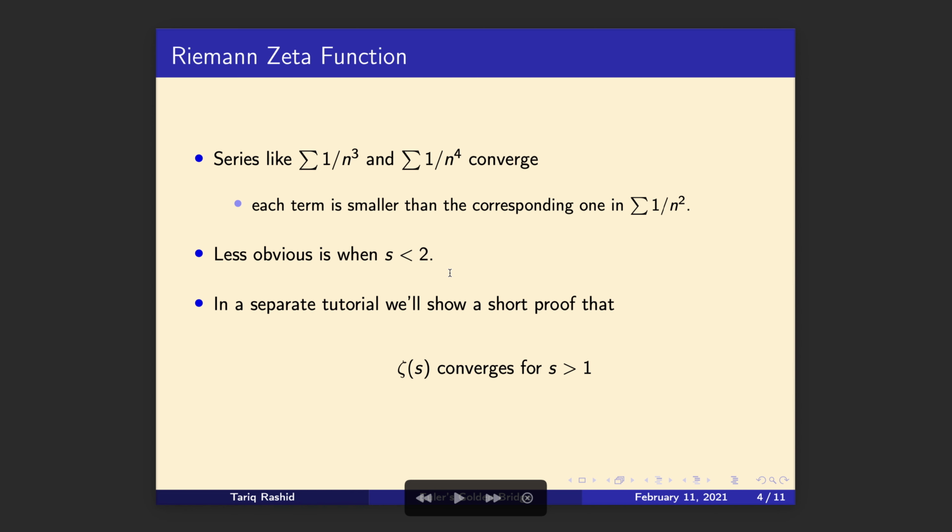And in a separate little video, which I'm recording straight after this one, we'll show a very short proof that the Riemann zeta function converges when s is more than 1. It's not that difficult to show, and it uses this same idea of comparison. So definitely do watch that. I won't do it here because it takes us away from the main thread. So for now we know that the zeta function converges as long as s is more than 1. So at 1 it doesn't, but at 1.1 it does.